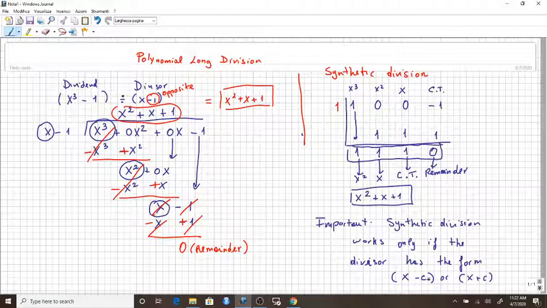If we had an x minus 10, or an x plus 10, an x minus 5, an x plus 5, it will work. But if we have an x squared, an x cubed in the divisor, this is not going to work, okay? So that's why we need to learn polynomial long division because it will always work. Synthetic division is nice, it's fast, but it works only in this condition.